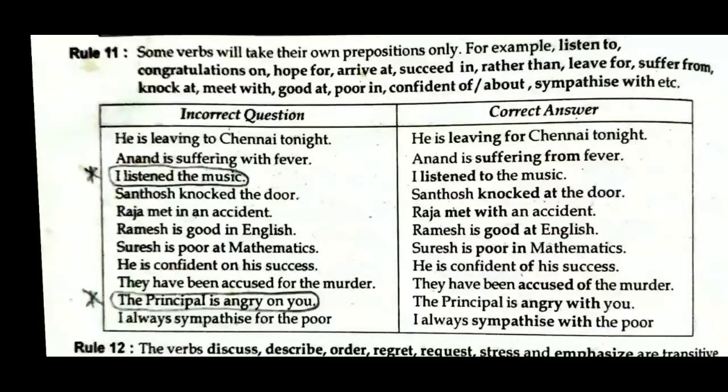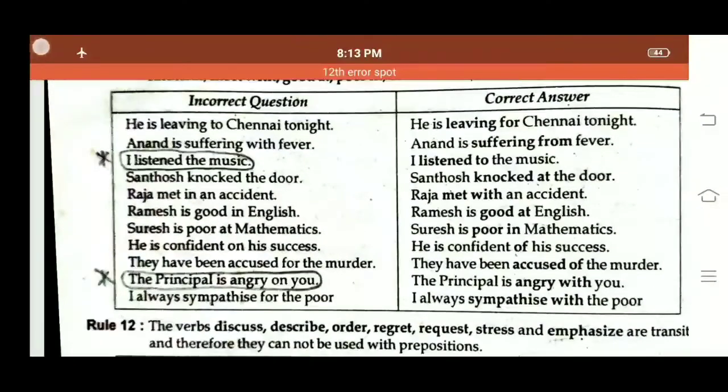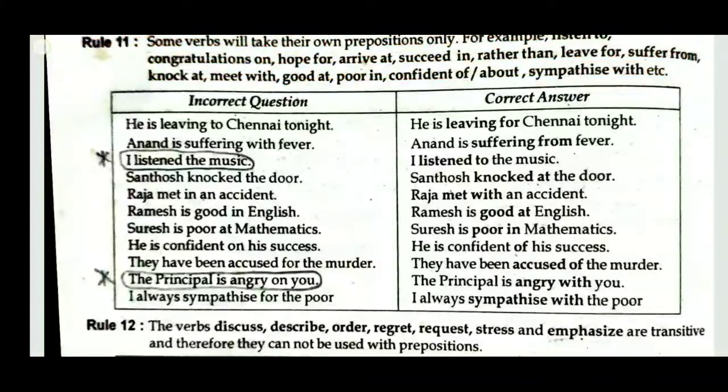So remember this. He is confident on his success, which is incorrect. He is confident of his success is right. They have been accused for the murder is incorrect. They have been accused of the murder. Accused of is correct. The principal is angry on you is incorrect. The principal is angry with you. Angry with is the correct form. So the principal is angry with you is the correct answer.